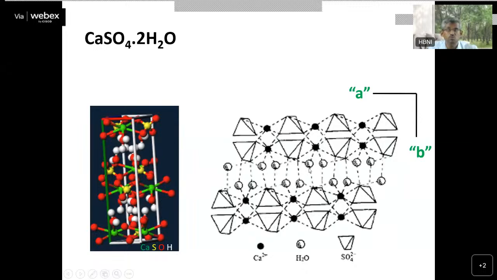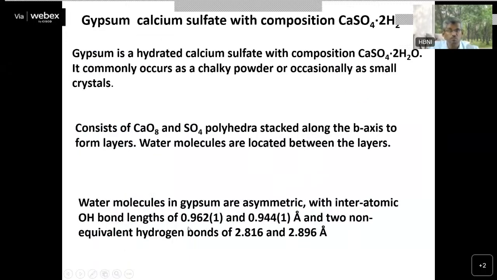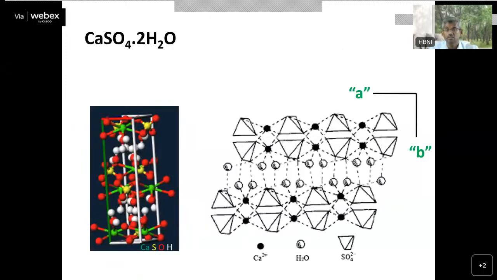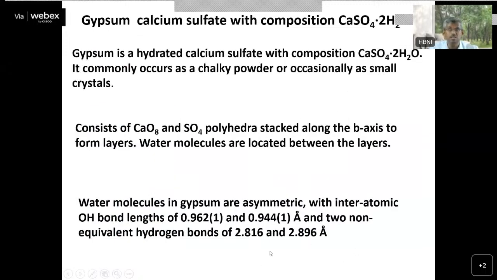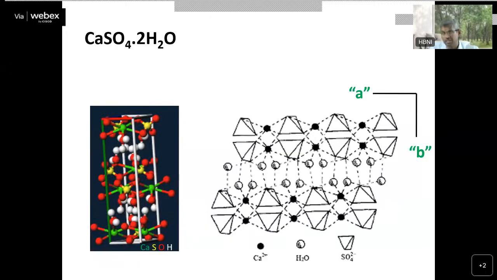See here, H2O molecules are in between. So two different types of protons are there. So two different bond lengths are there. OH bond lengths, which is confirmed from the NMR studies, 0.962 angstrom and 0.944 angstrom, in solids actually. Then we also have different hydrogen bond lengths, and hydrogen bonds also have secondary bond forces, so the distances are also different. 2.816 and 2.896. This information is exclusively obtained from the NMR studies.